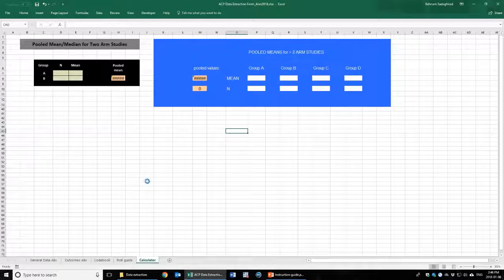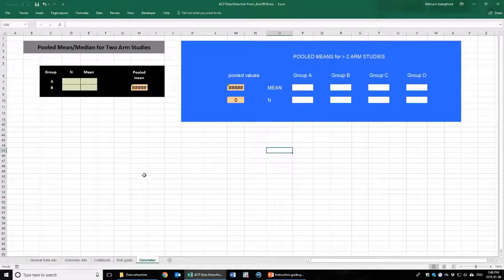This is an important sheet because it serves as a calculator for you. As a for instance, your study may report the mean age of each arm rather than for the total sample, and we want a mean only for the total sample. So in the pooled means section, you can enter for each group the mean of the group and the sample size, and it will provide you with a pooled mean, which you will then enter into the data extraction form.